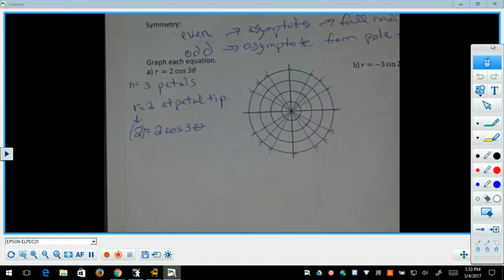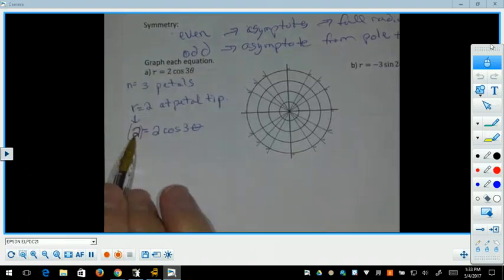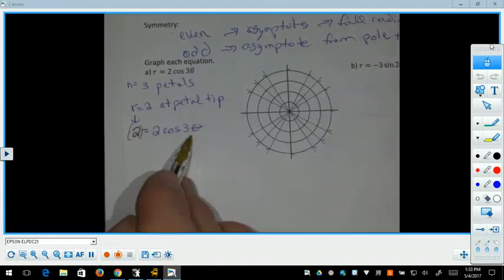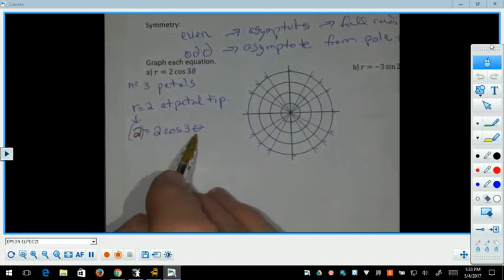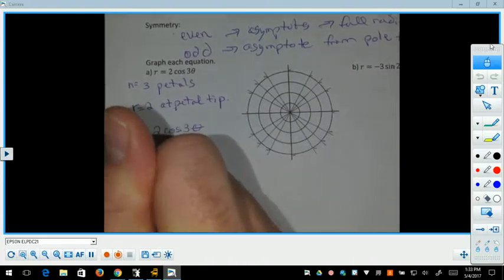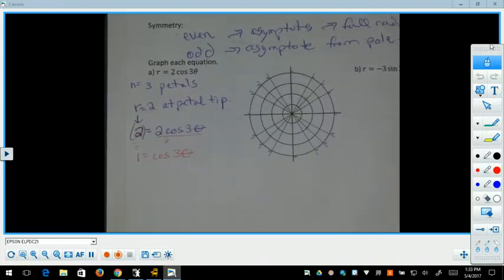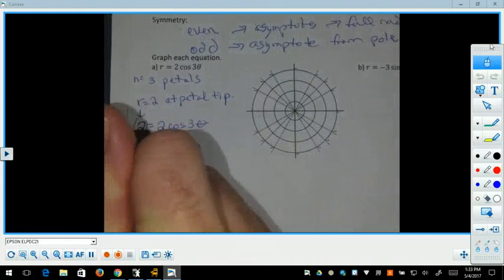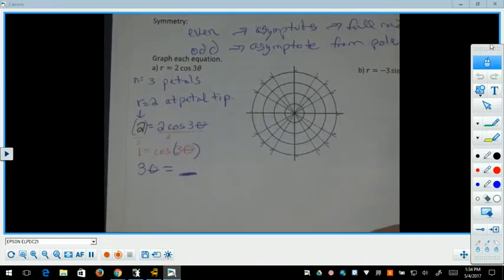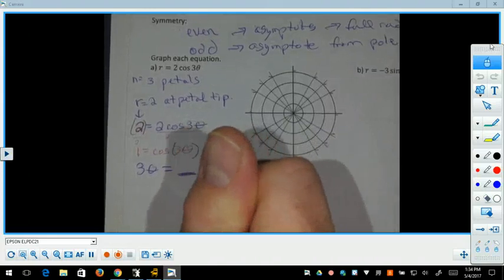What's this going to help me find? Theta. Yeah. Knowing the radius. I'm saying we want the radius to be 2. Tell me when the radius is 2. What value of theta is at which values, and there should only be 3 of them? What value will give us 2 for the radius? So when I go to solve this, I'm going to divide by 2, and I've got 1 equals cosine 3 theta. Well, now I've got cosine equal to 1. This means that 3 theta equals something. However, I need how many petal tips? 3. So I'm going to put 3 spaces.